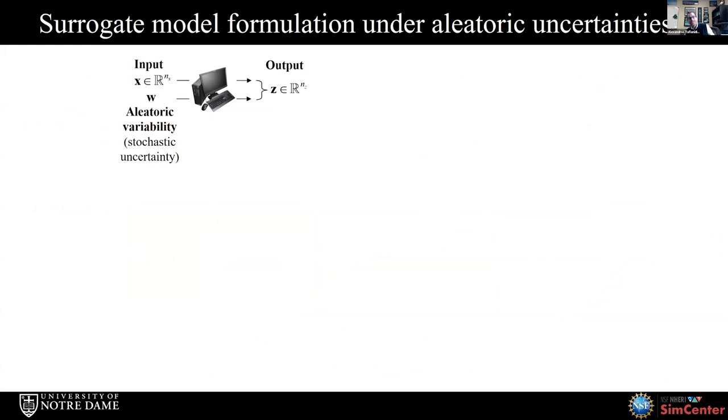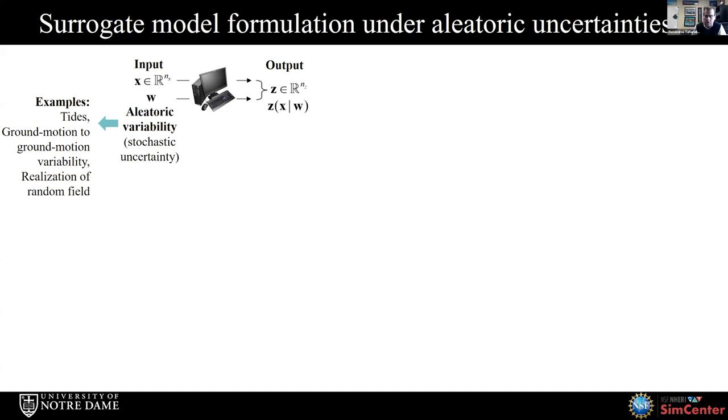Now, since we are interested in natural hazards engineering, one common thing we encounter in many natural hazards engineering applications is aleatoric variability. This is what we call stochastic uncertainty. Examples are the effect of the tidal phases, storm surge simulation, the ground motion variability in earthquakes, realization of random field, and so forth.